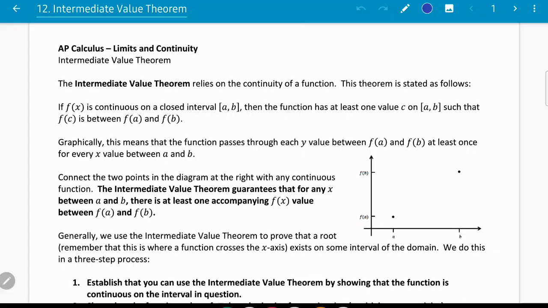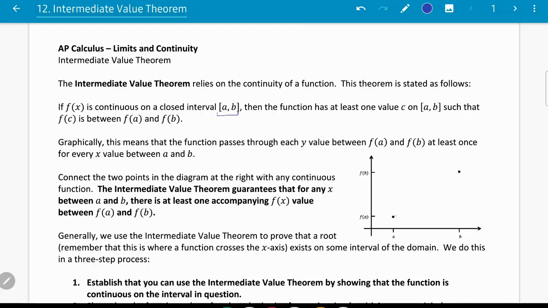Okay, so finalizing our study of limits and continuity, we are going to discuss the intermediate value theorem. The intermediate value theorem relies on the continuity of a function. The theorem is stated as follows: if f of x is continuous on a closed interval, a to b, then the function has at least one c value on a to b, such that f of c is between a and b.